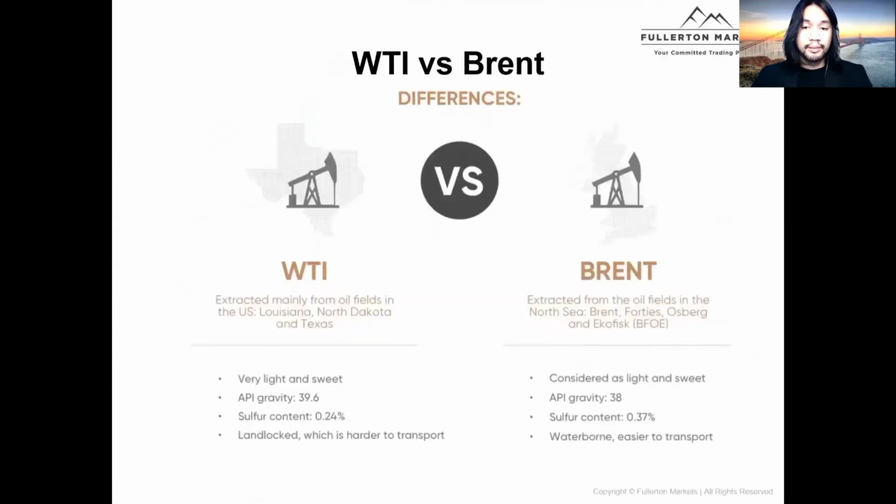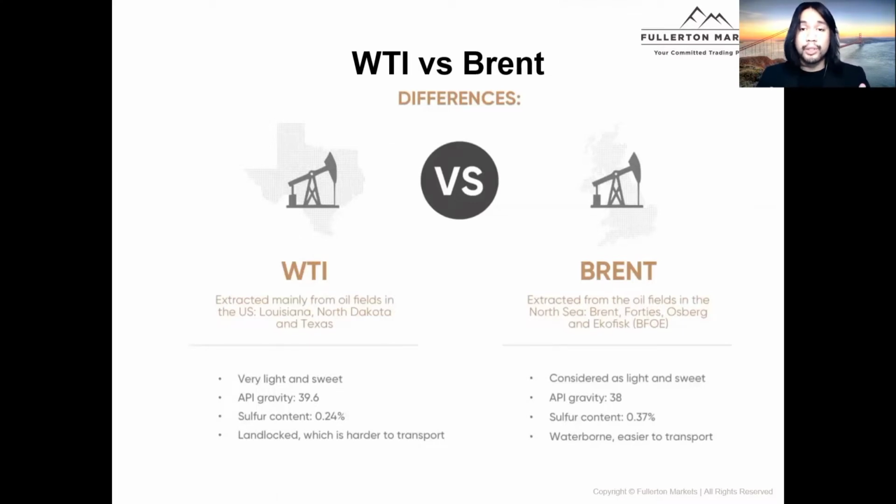When we talk about oil, we see these terms WTI and Brent. What does WTI stand for? Basically, it stands for West Texas Intermediate. This is oil that is generally extracted from the oil fields in the US, such as Louisiana, North Dakota, and Texas. Another type of oil that you might come across is Brent. These come from the North Sea: Brent, Forties, Oseberg, and Ekofisk, BFOE.